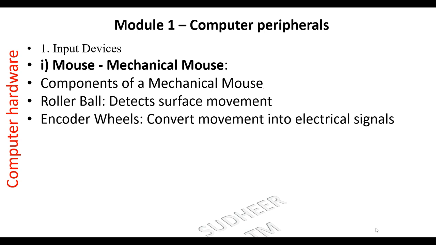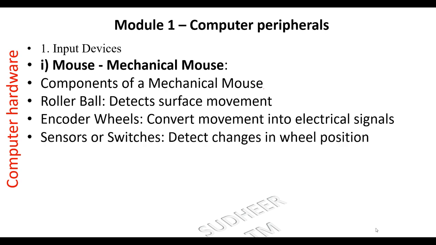Components inside the mouse are roller balls, which detect surface movement, encoder wheels, and sensors or switches. You can see left and right buttons and in the center there are 3 buttons or switches. When we press, it makes a contact. That contact will be sent to your motherboard or some controlling circuitry to decide one function for left, one function for right, and a different function for center.